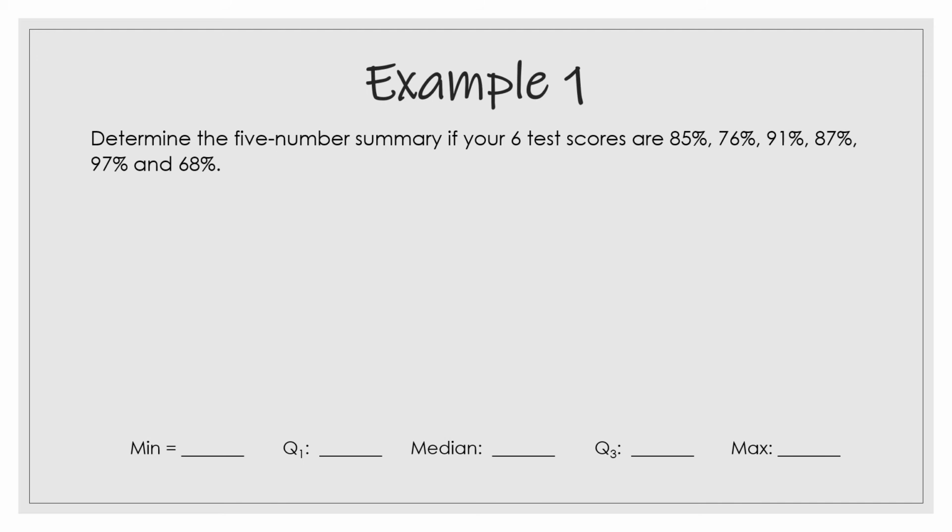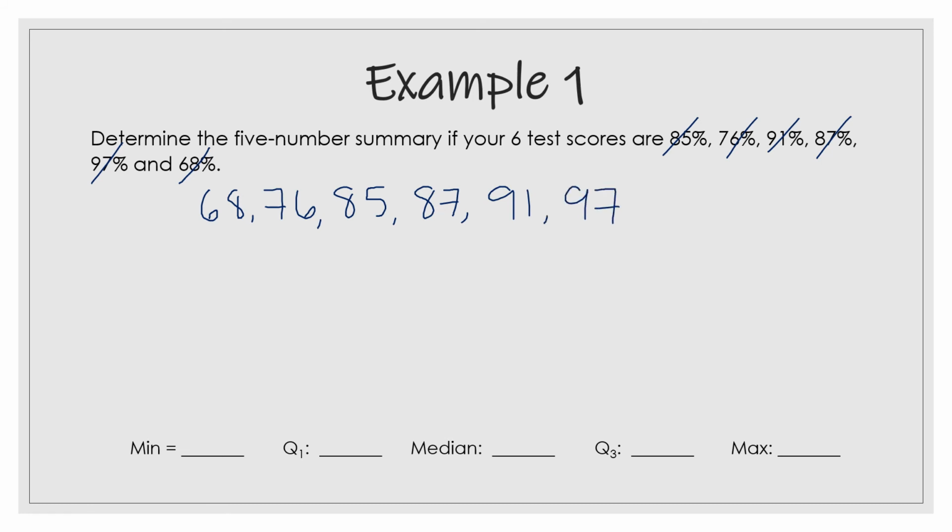All right, so we're going to find the 5-number summary for this set of data here. There's 6 test scores, and these are the same test scores that we looked at earlier. So first we're going to put them in order. So we started with 68, then 76, 85, 87, 91, and then 97.